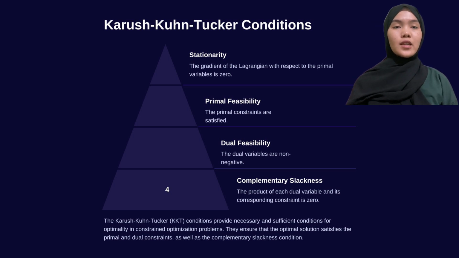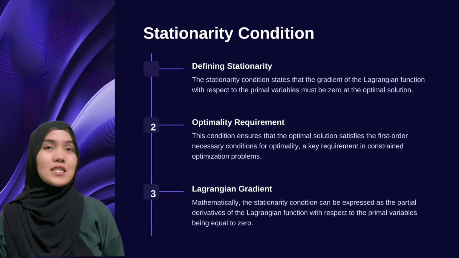The Karush-Kuhn-Tucker or KKT conditions provide necessary and sufficient conditions for optimality in constrained optimization problems. They ensure that the optimal solution satisfies the primal and dual constraints, as well as the complementary slackness condition. Next, stationarity condition. Number 1.